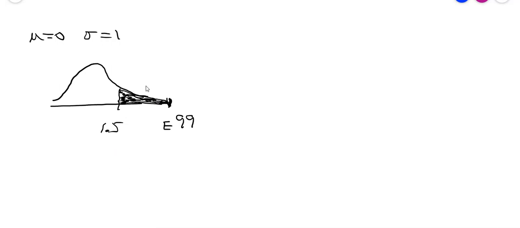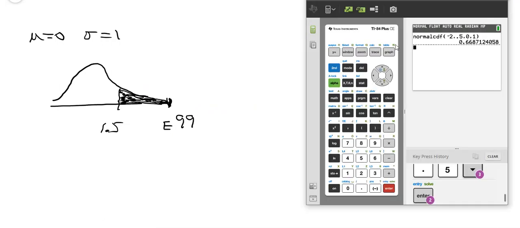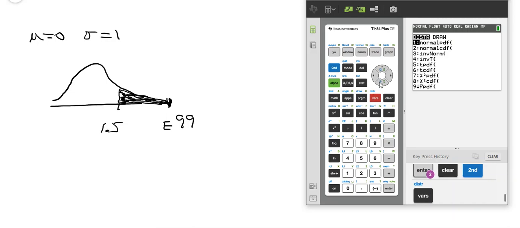I want to find the area under the standard normal distribution between 1.5 and greater, or more, I should say, greater than 1.5. So this, remember, this is infinity. All right, so how do we get that in the calculator? Let's take a look at that. Let's clear this out. I'm going to go second distribution, number 2. All right, we start the same.